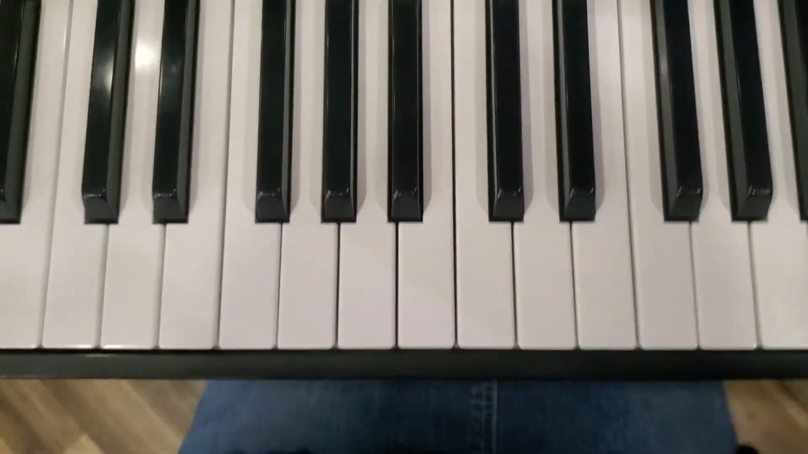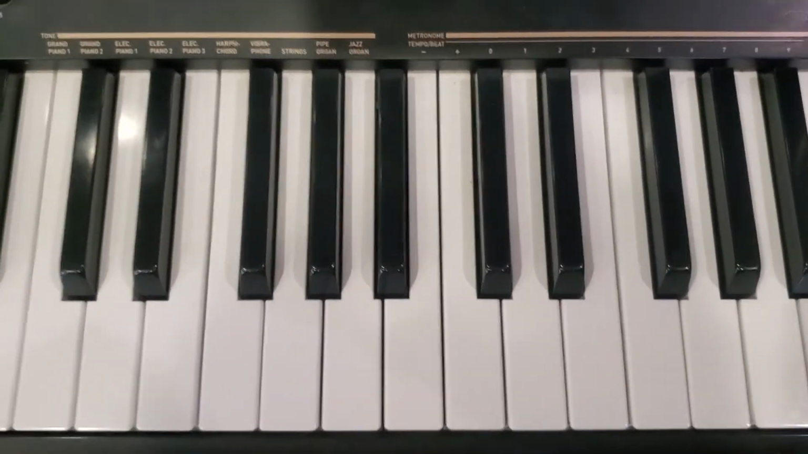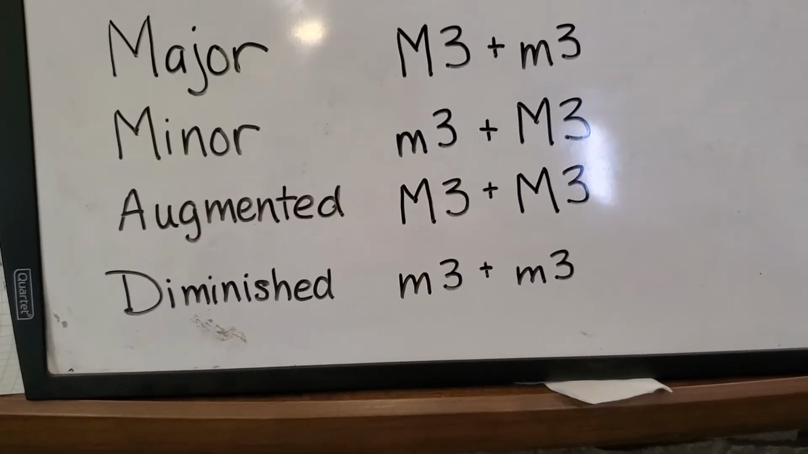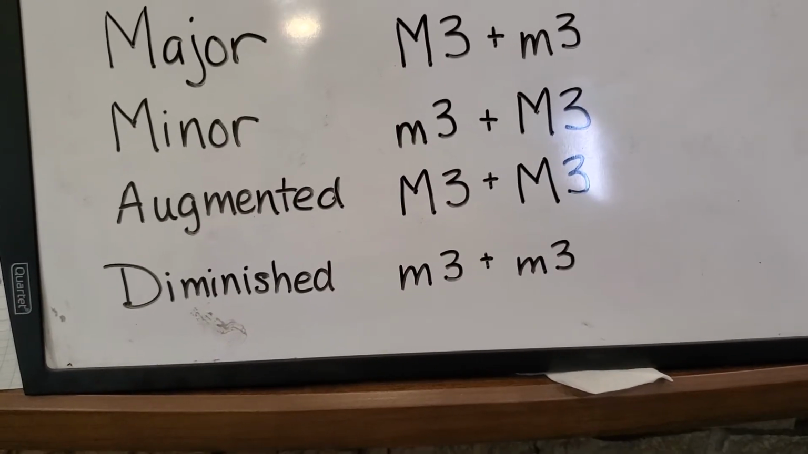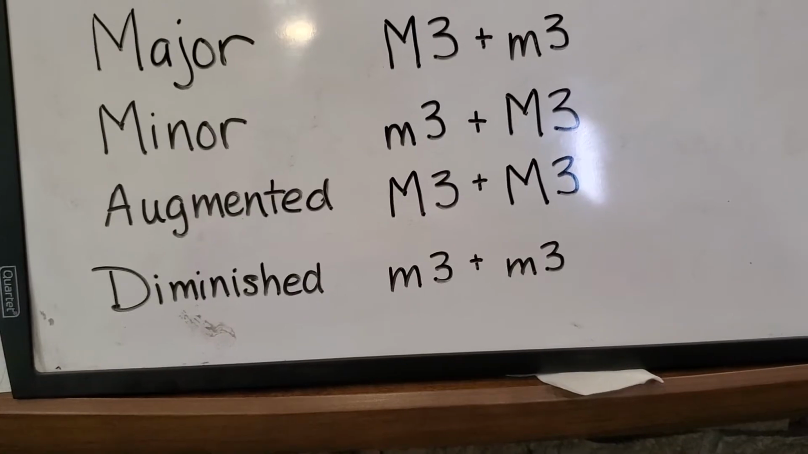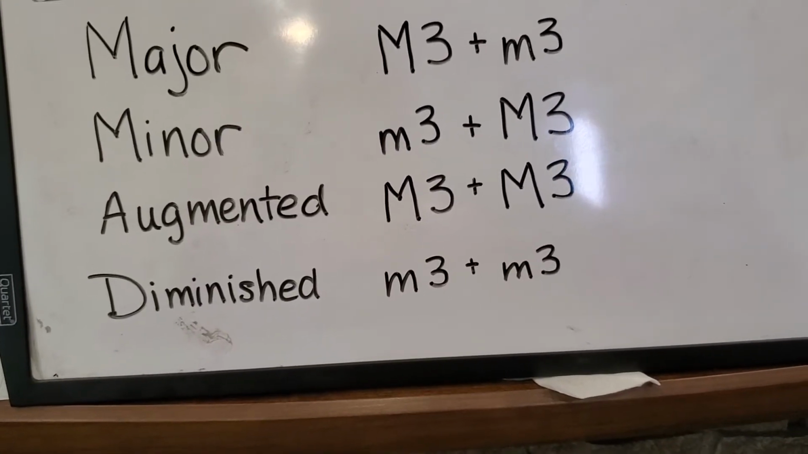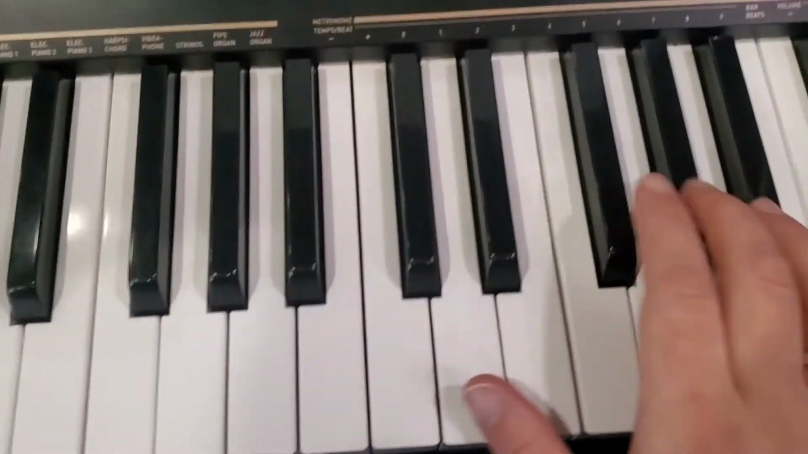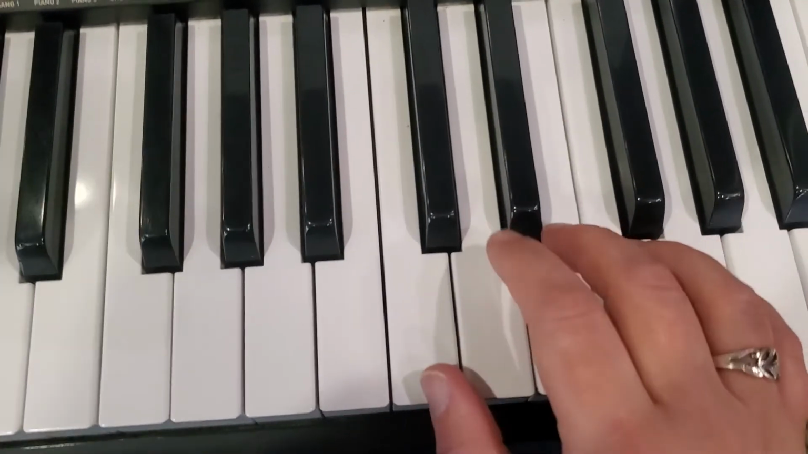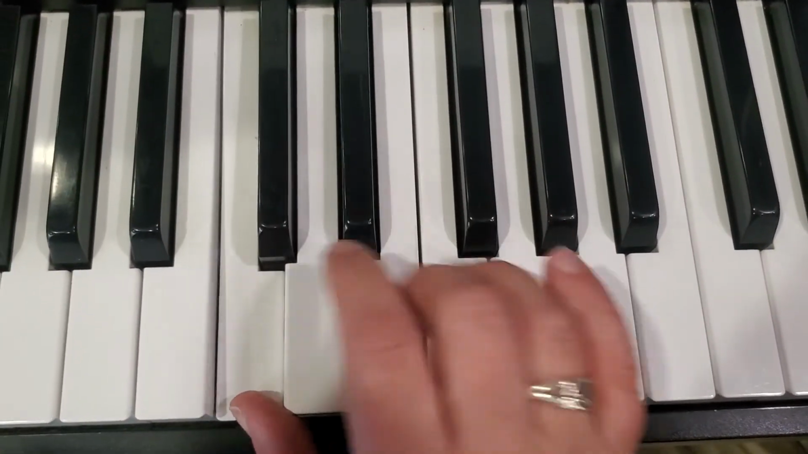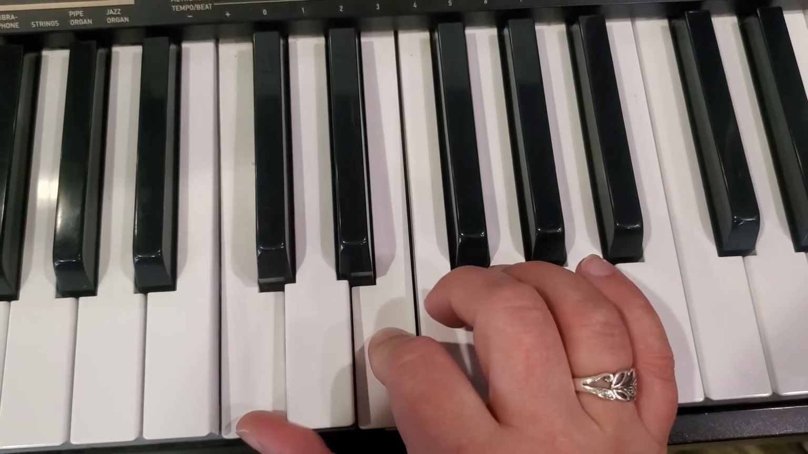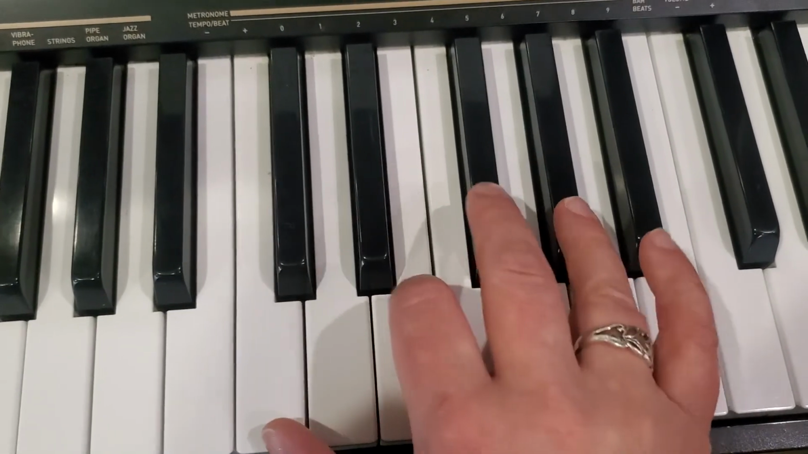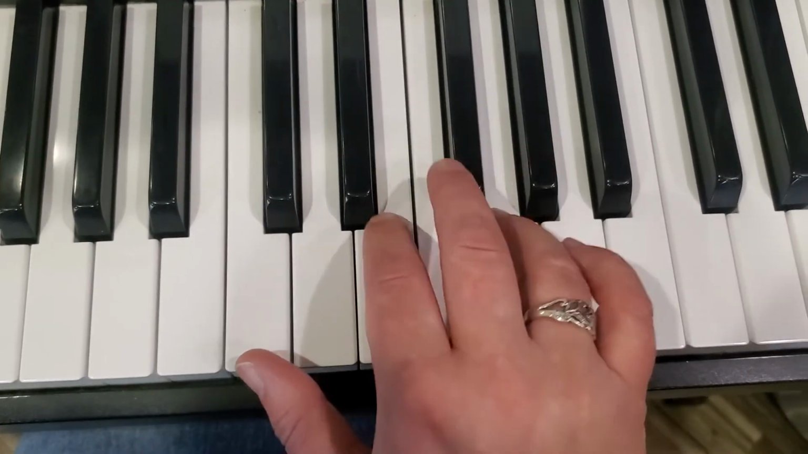Okay, so now we're going to go on to the tricky ones. To augment anything means to make it larger. So by definition, instead of having a major and a minor, we're going to have 2 major thirds in the augmented chord. This has a unique sound as well. So we're just going to start right here on C. Here's your first major third. You hear that? Totally different than your major.